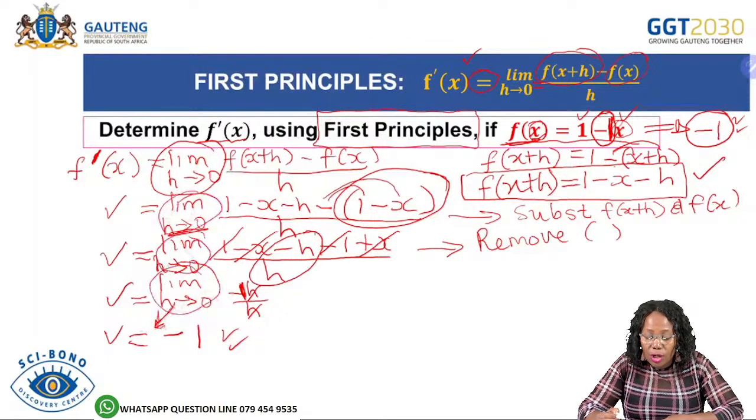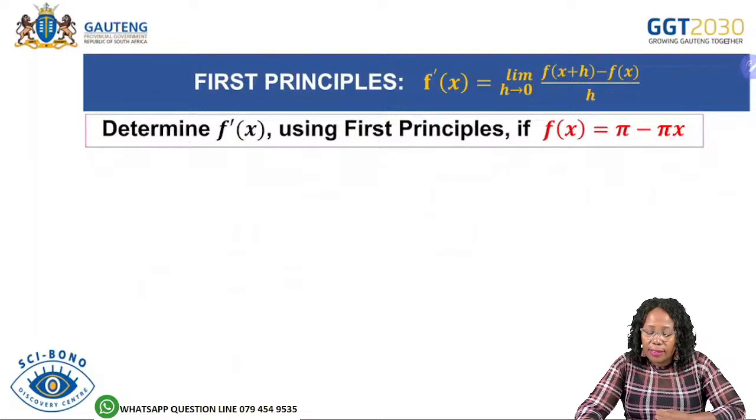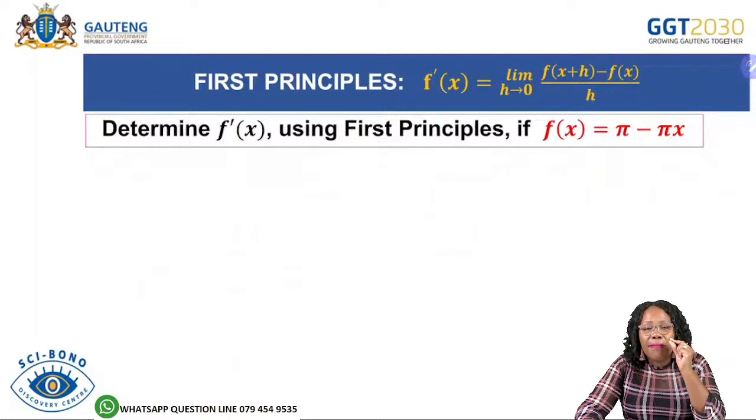Please ensure that you avoid such mistakes. Right, moving on to the next activity. Bear in mind, grade 12, that the minute you see a pi, it is a constant value. Do you remember that?